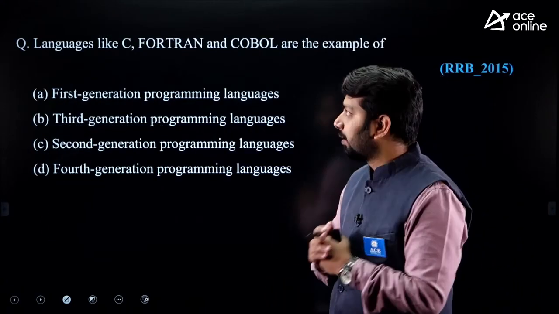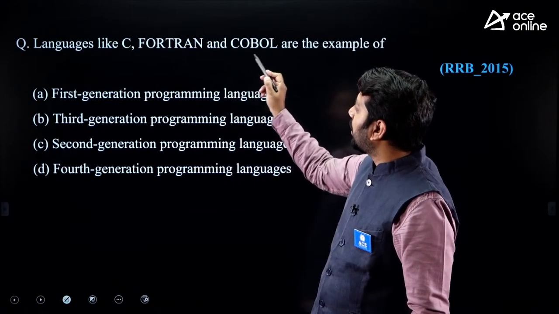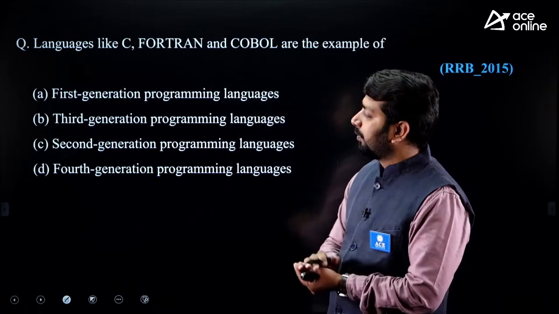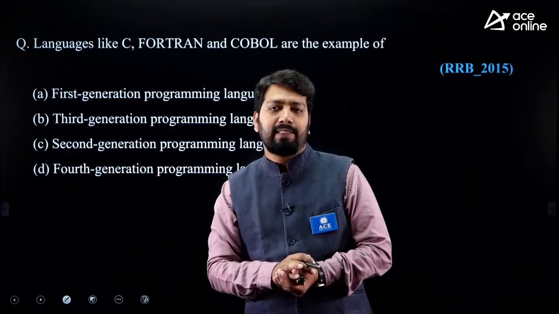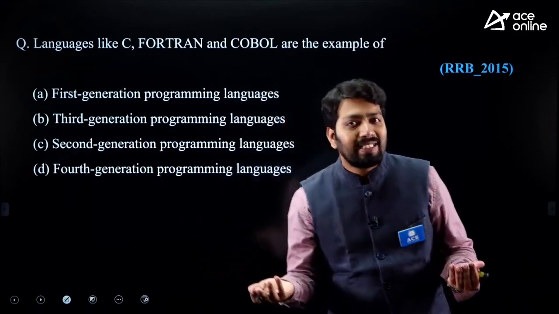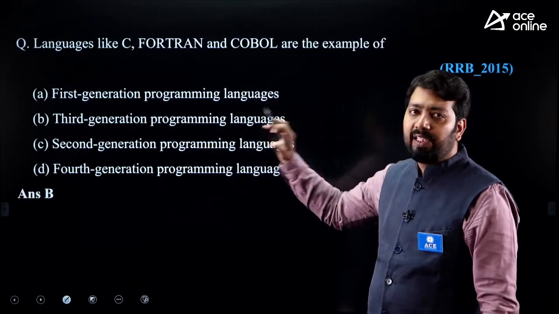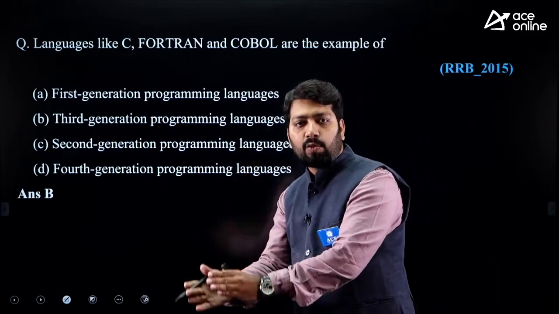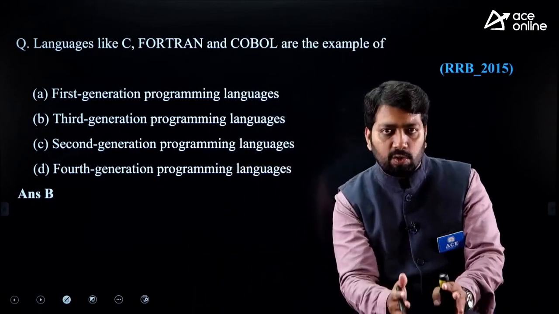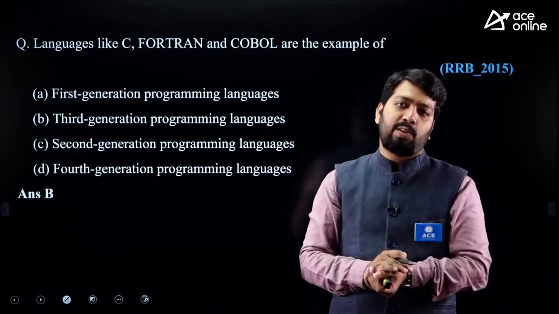Now let's start. My first question. Languages like C, Fortran and COBOL are examples of which generation: first generation, third generation, second generation, fourth generation. Now, what is the answer? Answer is third generation. Now you might be thinking, sir, we don't know about it. Don't worry. We will see the question. Based on the question, we will study the concept, and once we study the concept, we will solve the next question.